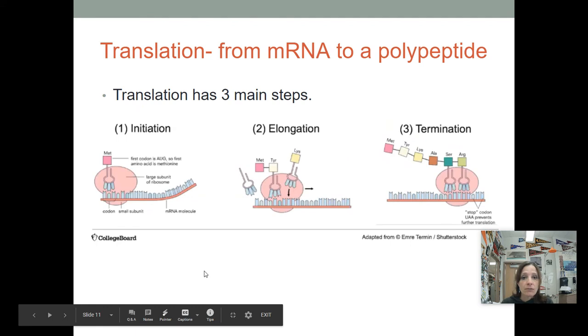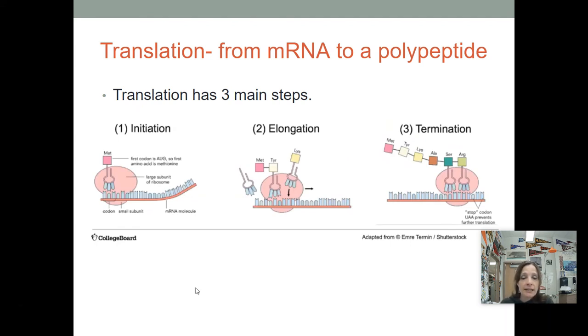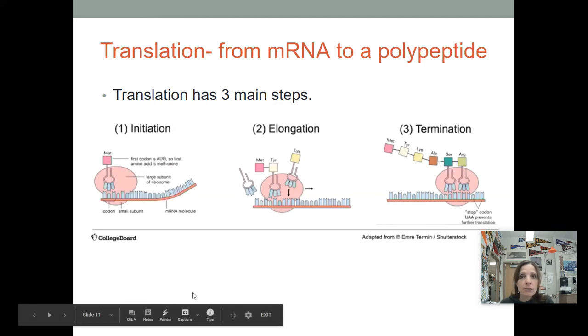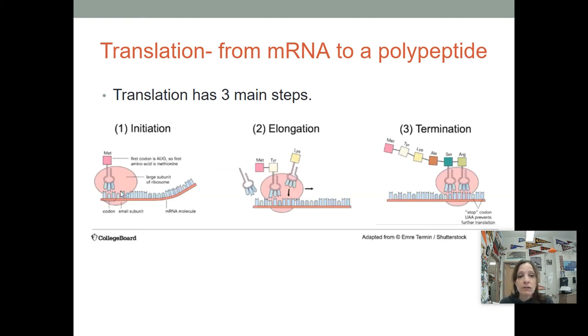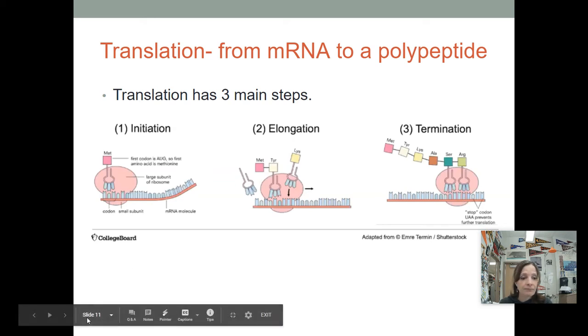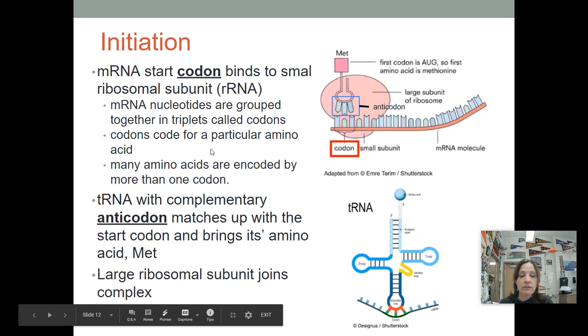Okay, so we've talked about transcription. We have our messenger RNA. It's left the nucleus, and now we're going to the ribosome to make our protein. There are three main steps, and we'll talk about each of them in more detail later on in the lecture. You have initiation, where you initiate something, you start. You have elongation, that's where you build most of your polypeptide, and then termination when you're done.